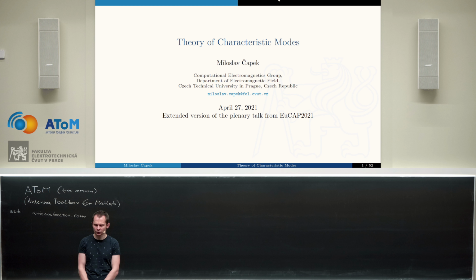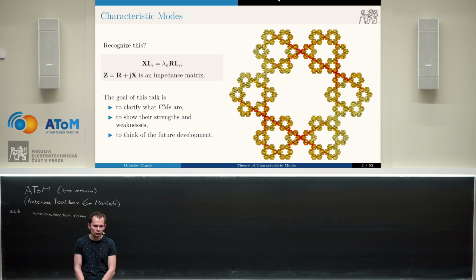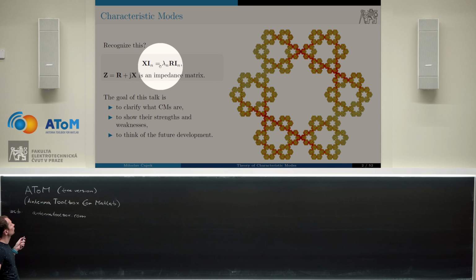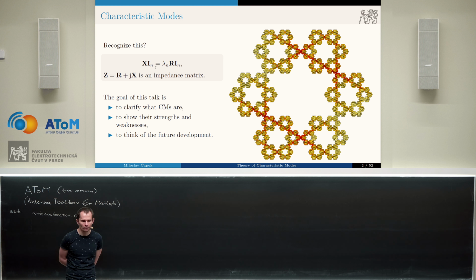So actually this talk is an extended version of an invited talk I had this year at UCAP. Within this talk, you will see how to utilize the famous equation depicted here, X I equals lambda R I, which is the decomposition into characteristic modes. Together with that, I would like to clarify what characteristic modes truly are, what their strengths and weaknesses are, and finally, I would like to focus on the future development of this theory.